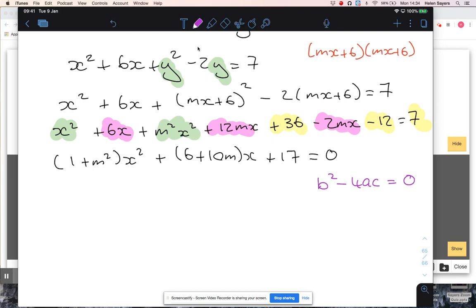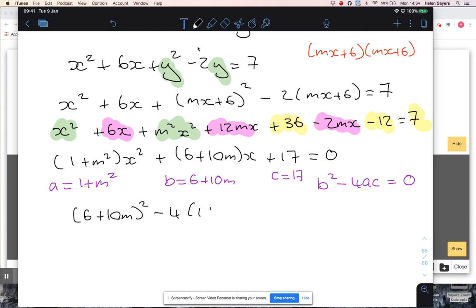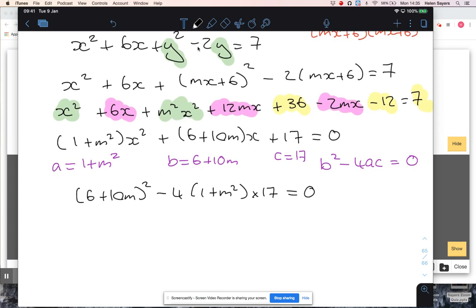This is where I wanted to factorise my coefficients, so I can clearly see that a is 1 plus m squared, b is 6 plus 10m, and c is 17. If I then substitute them into the discriminant, b squared minus 4 times a times c, that equals 0, because there should only be one solution to this. If I square out those brackets, I'm going to have 6 times 6, 6 times 10m twice, and 10m times 10m.